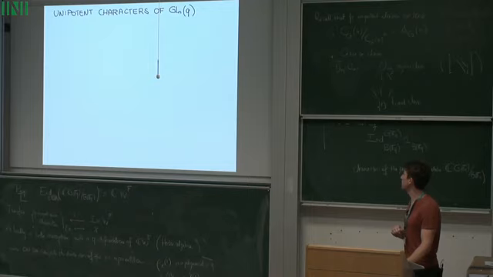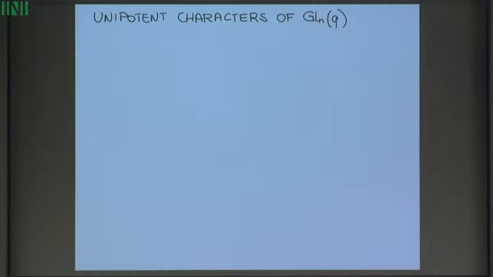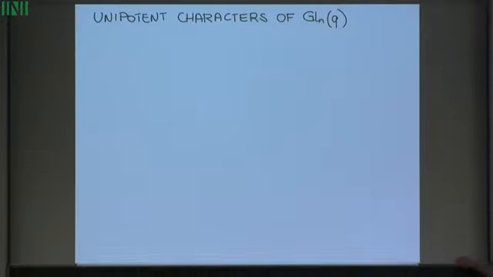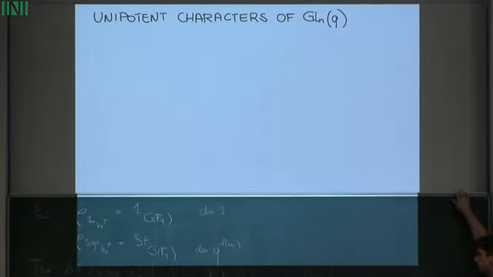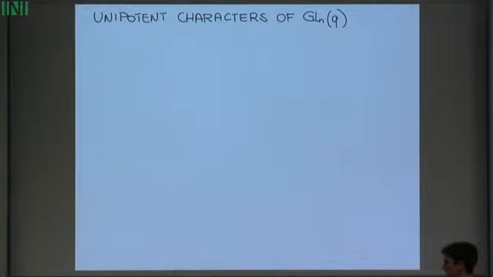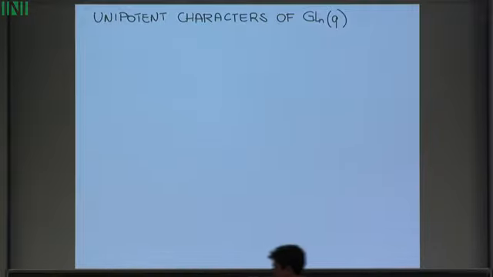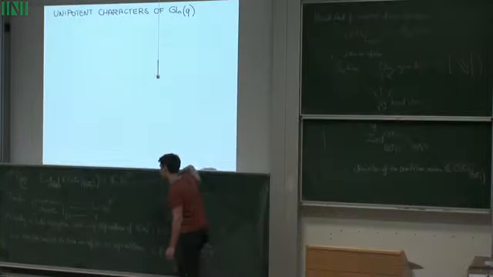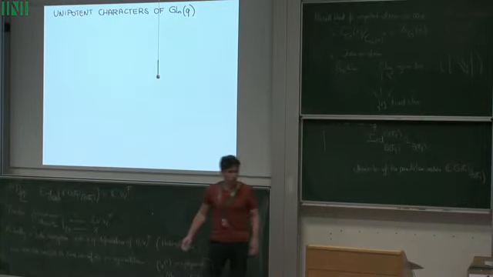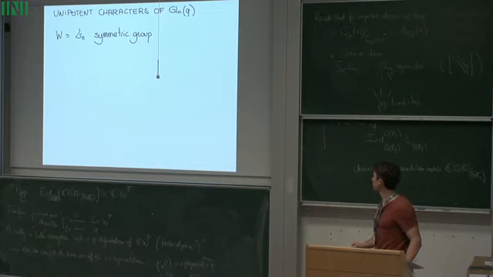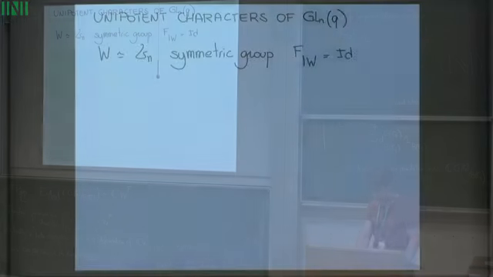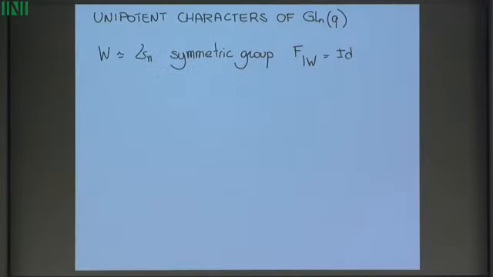So I said for GL_n, where is it? Theorem: all the unipotent characters are principal series characters. But I said that the principal series characters were parametrized by the irreducible representations of the Weyl group. So here I have a complete labeling of the unipotent characters, starting from the Weyl group, which is a symmetric group. And the Frobenius acts as the identity on that group. So the fixed points are just the symmetric group.